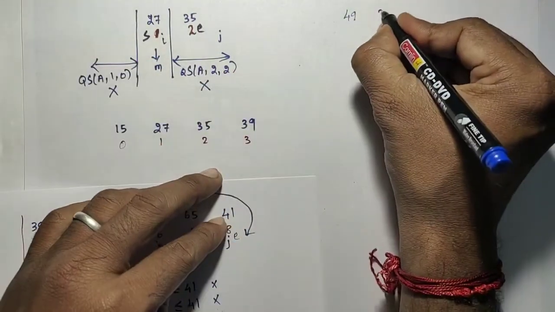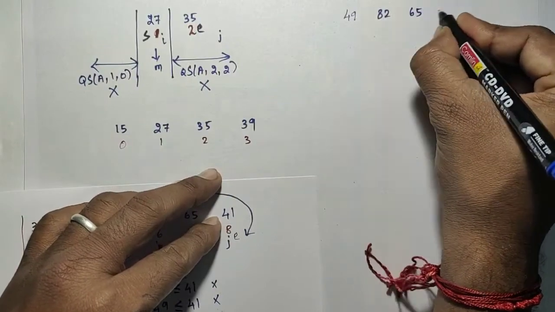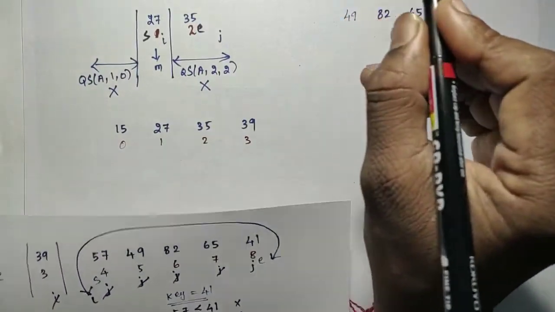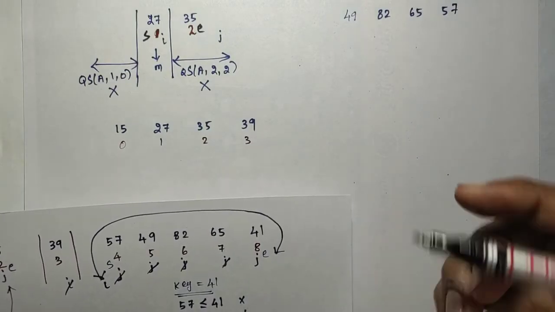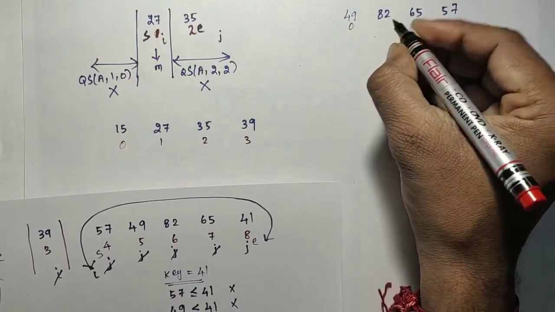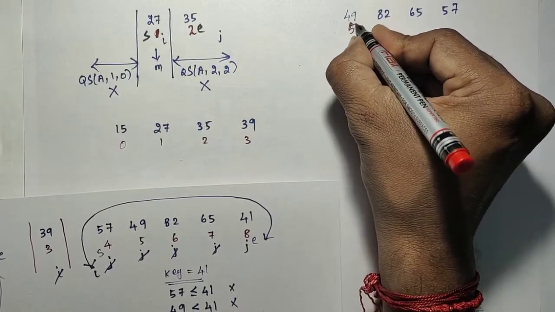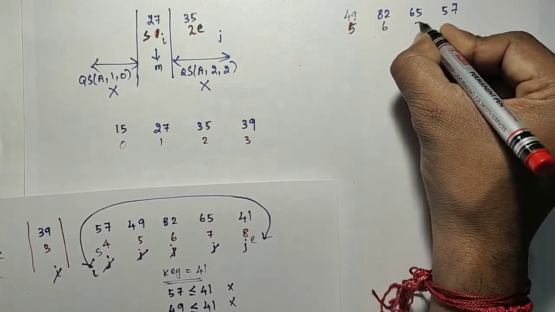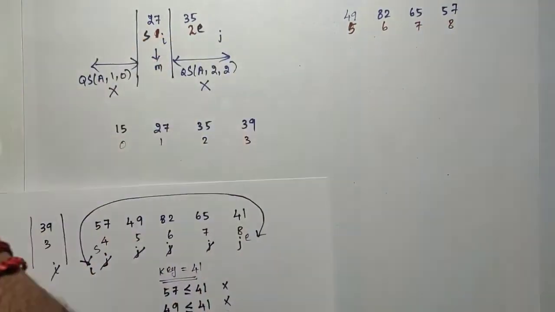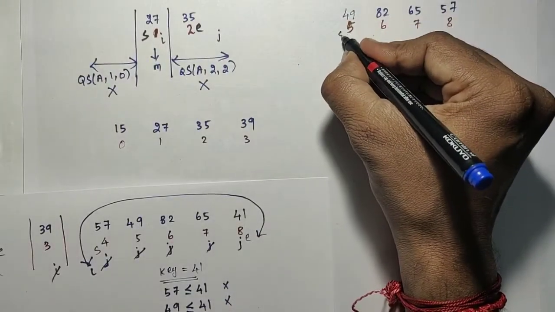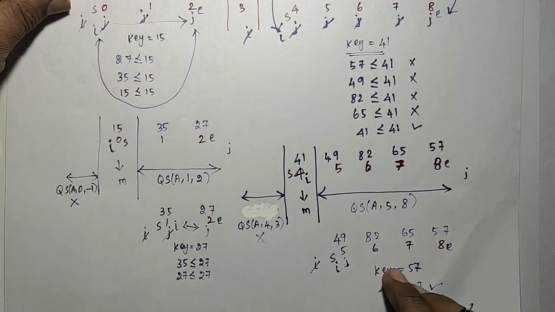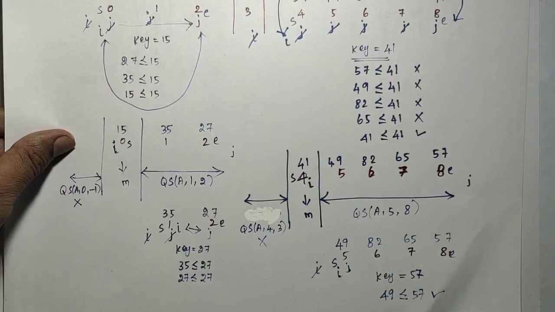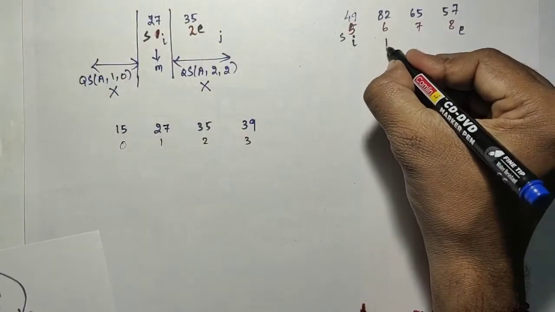So here it will become 49, 82, 65 and 57, and the indices are 5, 6, 7 and 8. Here this is S and this is E, and I will be now at 5. So in the next iteration, j will be moved. So j is this one.